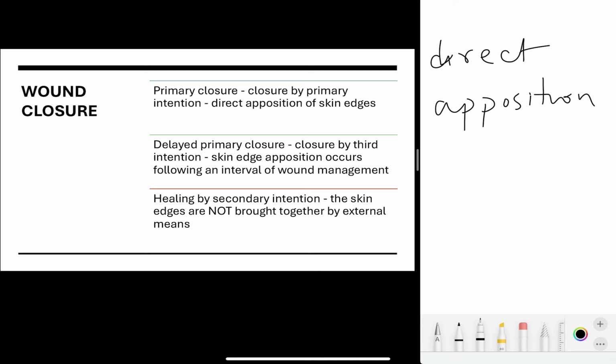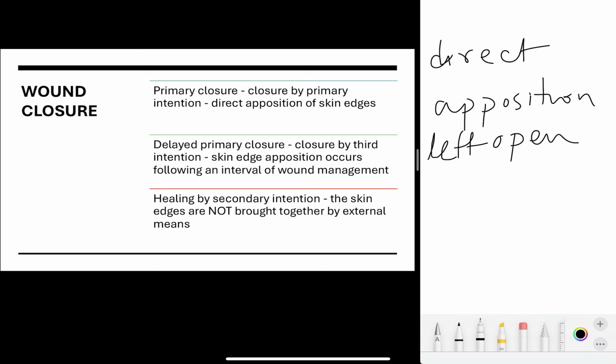Delayed primary closure is also known as closure by third intention. Here the wound is purposefully left open for some time, and then the edges are directly opposed with sutures or staples. Then there is healing by secondary intention.